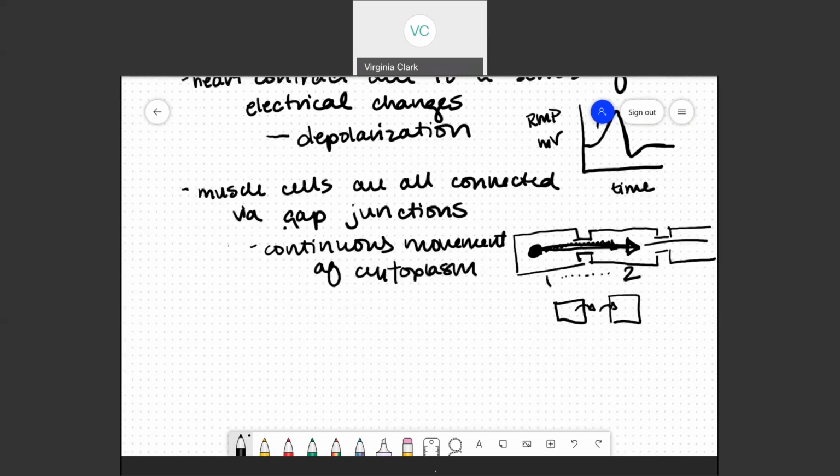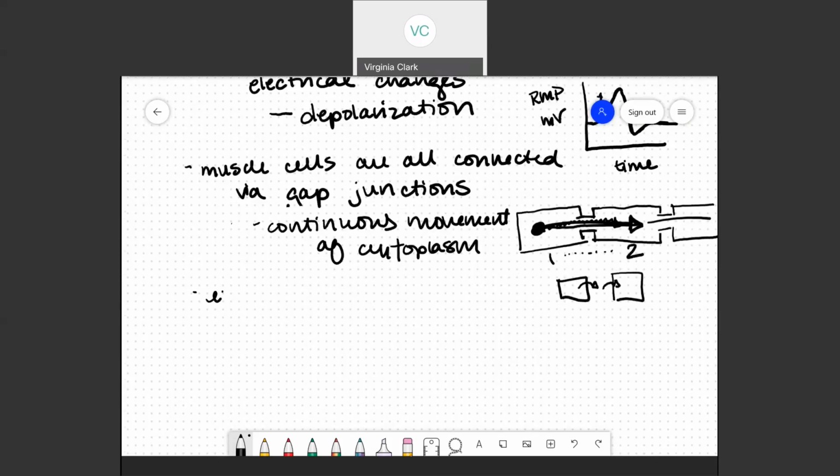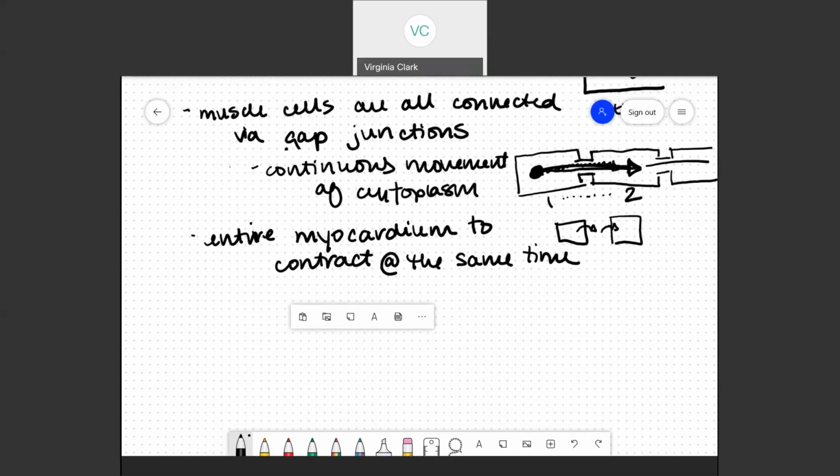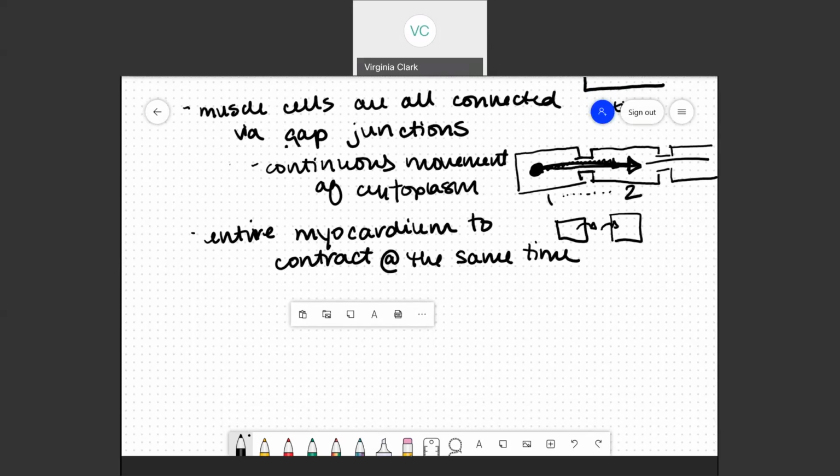The reason we really want this is because we want the entire myocardium to contract at the same time. Because if the myocardium does not contract at the same time, you are going to have issues with blood flowing through the heart and then blood flowing through the body. So in order to have all of your muscle cells contracting at the same time, they need to get the signal relatively at the same time. So that needs to be really, really rapid communication, and that happens via gap junctions. So just keep that in mind with our myocardium and why we are connected the way we are.